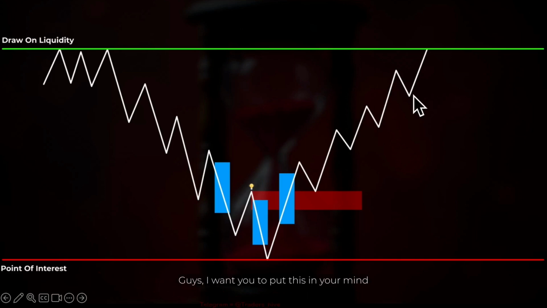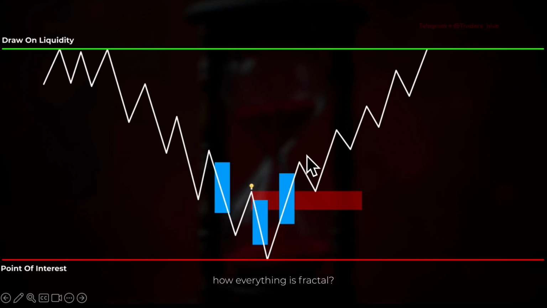Guys, I want you to put this in your mind and I want you to investigate this. Because I'm telling you right now during this lecture, this has been hidden underneath your nose all this time. Because the point of interest right here, which I've showcased by this red line, could be, for example, this bullish breaker, its range. What could the draw on liquidity be? The draw on liquidity could be this high or a level above.